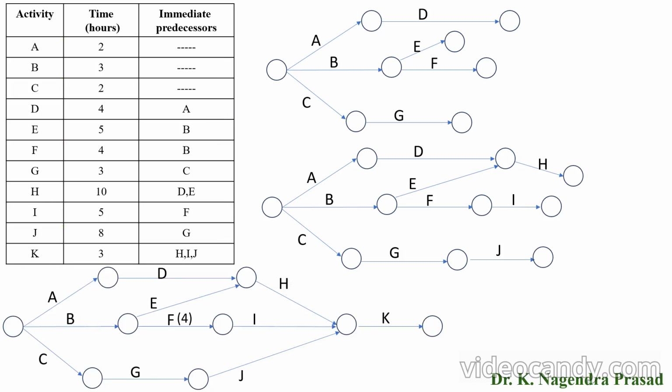Next, indicate the event numbers. Here, tail event numbers are less than the head event numbers. So these are the numbering for the events. Next, represent the activity time on the arrow. So these are the activity times for the respective activities.